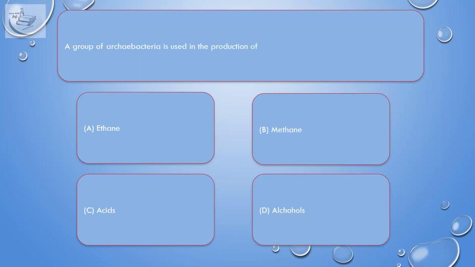Question: A group of archaebacteria is used in the production of A. Ethane, B. Methane, C. Acids, D. Alcohols.